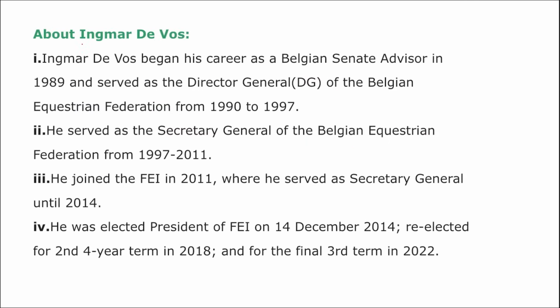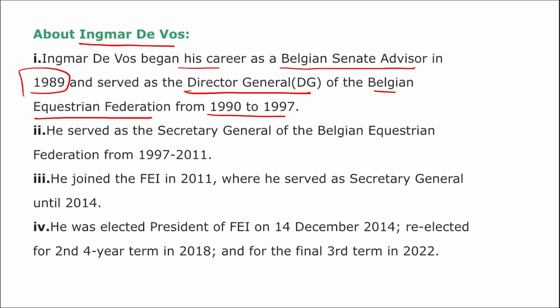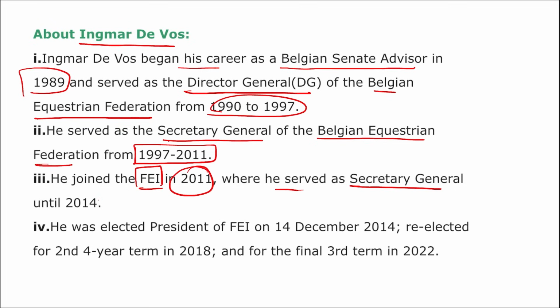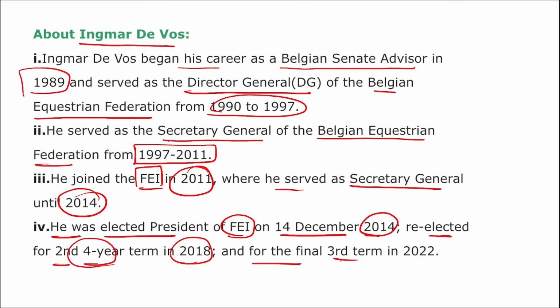Apart from this, if we look at Ingmar De Vos, right, his career: he was a Belgian Senate advisor in 1989, then he served as the Director General of the Belgian Equestrian Federation from 1990 to 1997. Then he served as the Secretary General of the Belgian Equestrian Federation from 1997 to 2011. Then he joined FEI in 2011, where he served as the Secretary General till 2014. Then he was elected as the President of FEI on 14th of December 2024, re-elected for the second 4-year term in 2018 and for the third final term again in 2023.